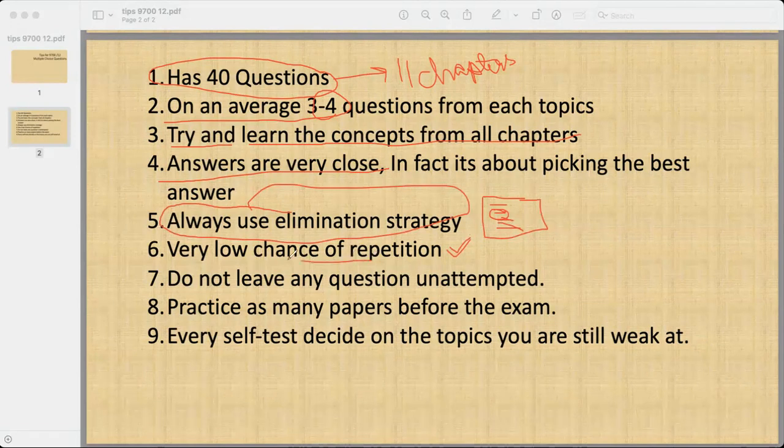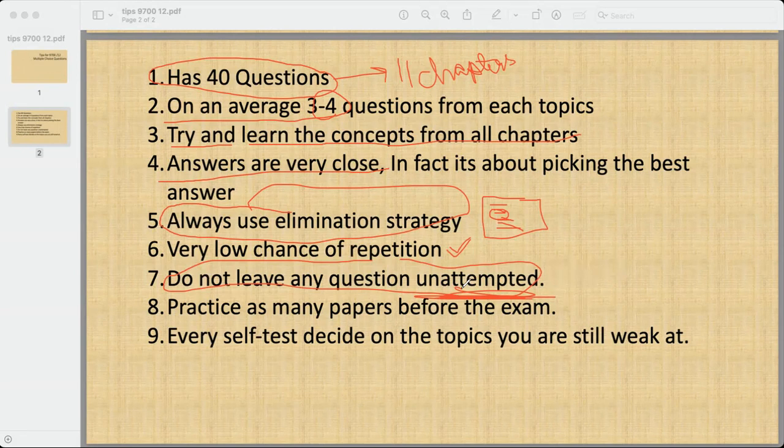The next point is, do not leave any question unattempted. So let's say, as we talked about in the starting, you think you're very well prepared for about 8 chapters, and the remaining 3 chapters you're not very well prepared for. That doesn't mean that you're going to leave the questions for those 3 chapters. Read through the questions, think of the closest answer which comes to your mind when you are answering it.